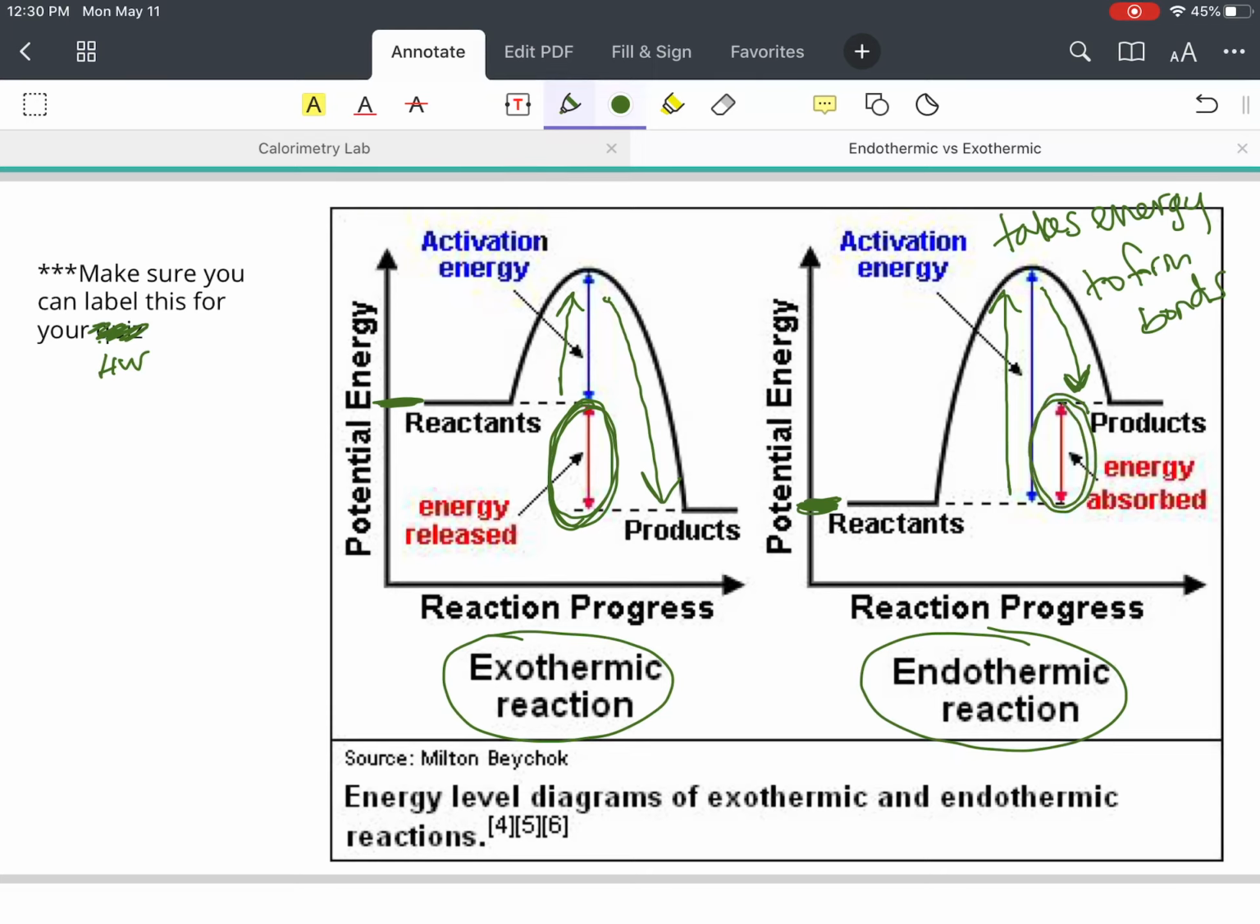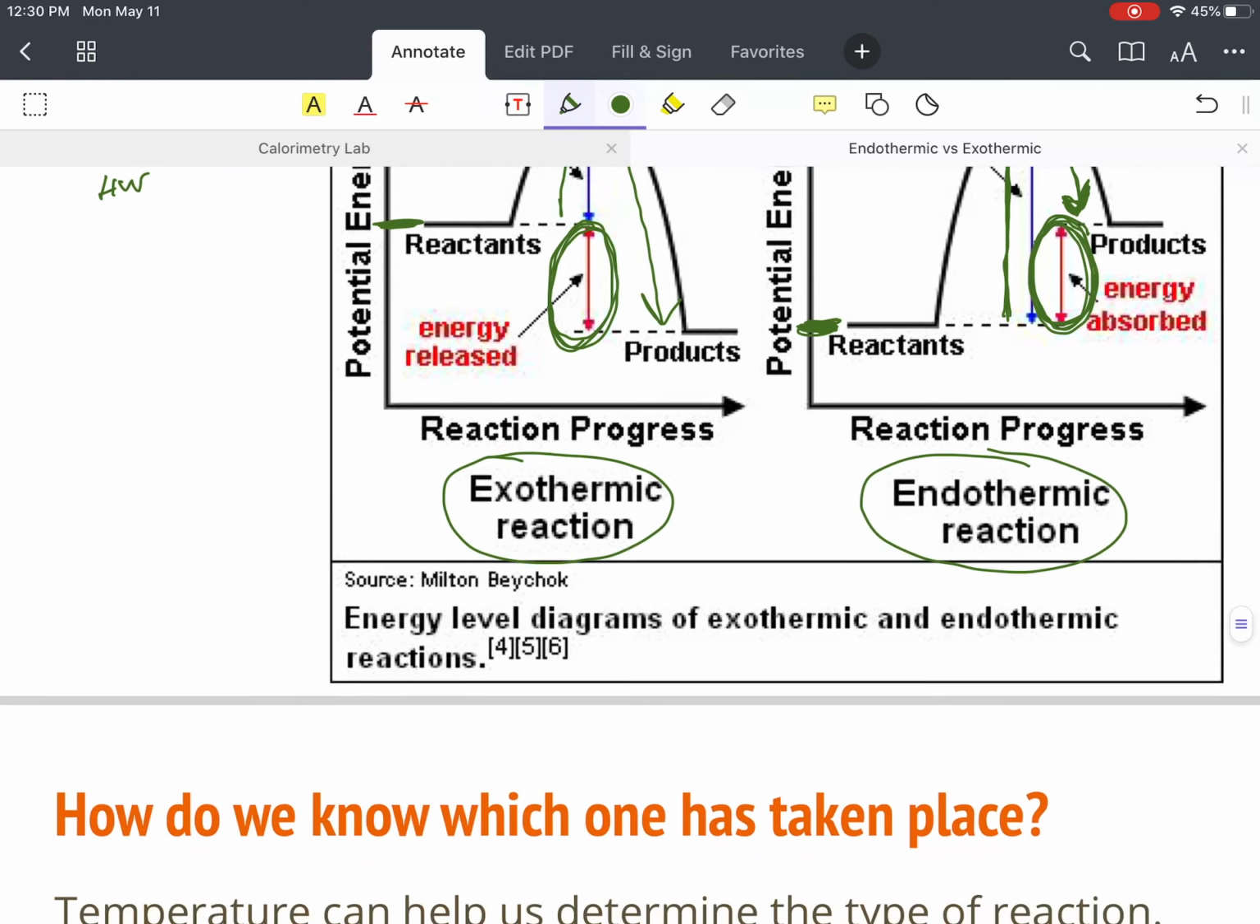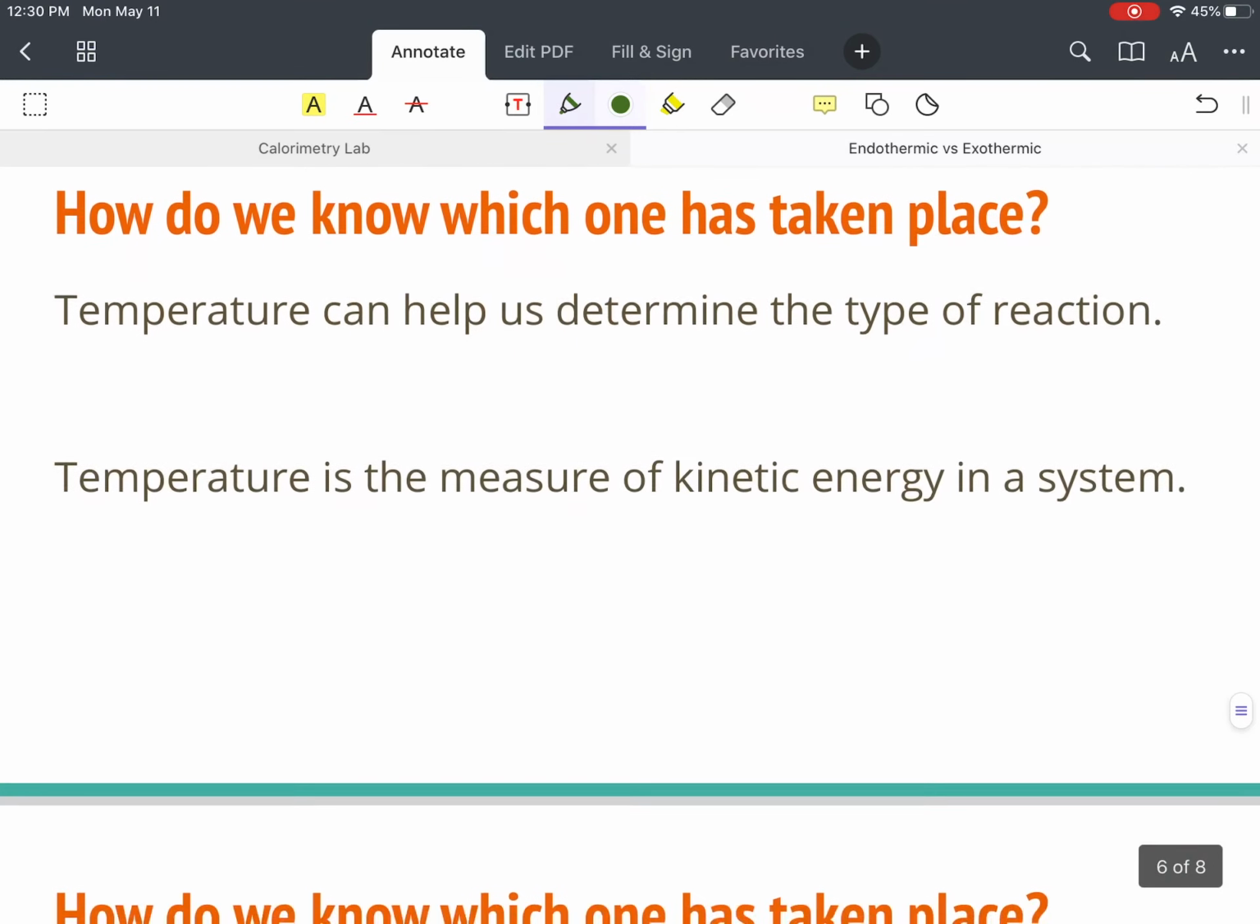But it's still overall needed more energy in order to form those bonds. Okay, so it needed a lot of energy to get started, right? And it didn't ever release all that energy back out. So I'm still taking in energy overall at the end of the system.